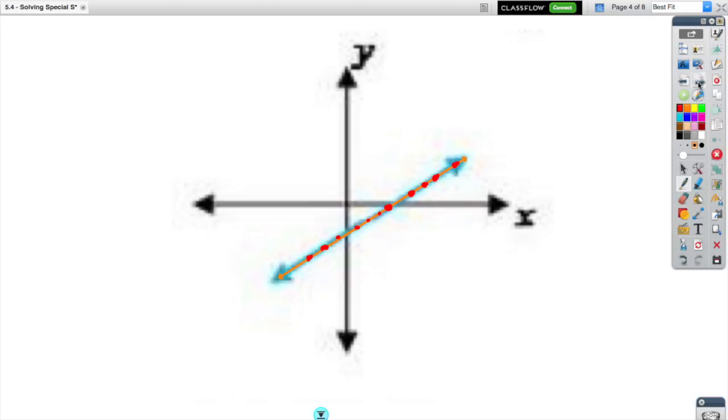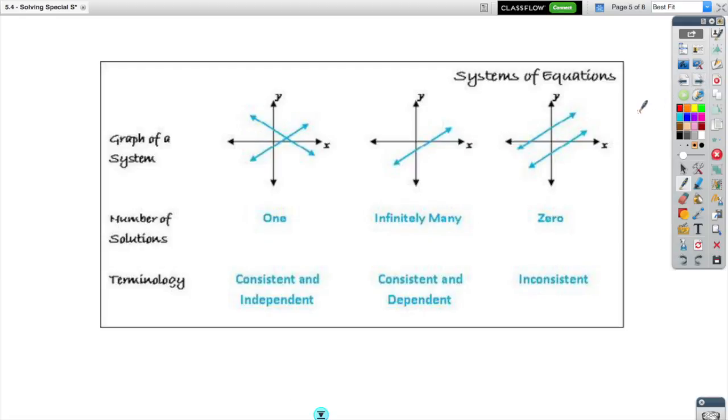We get these three scenarios when it comes to systems. And if we think of them in terms of a graph, they look like this. Our most typical situation: two lines intersecting, one solution. Some vocabulary you might see in a future class is this is called a consistent system and independent.